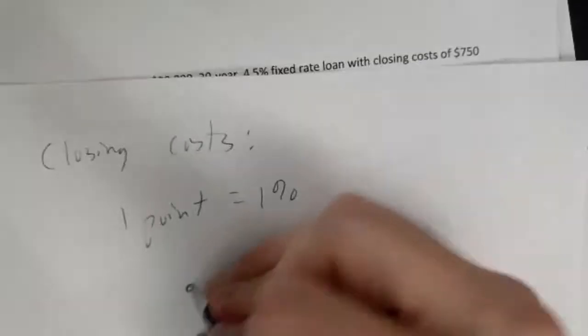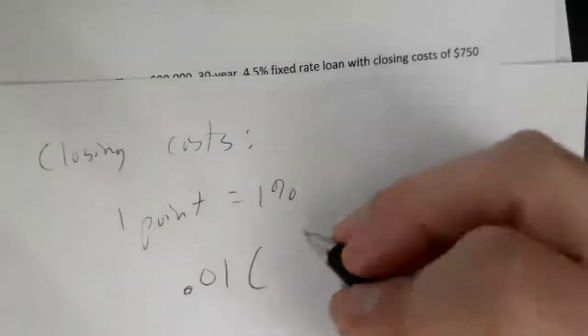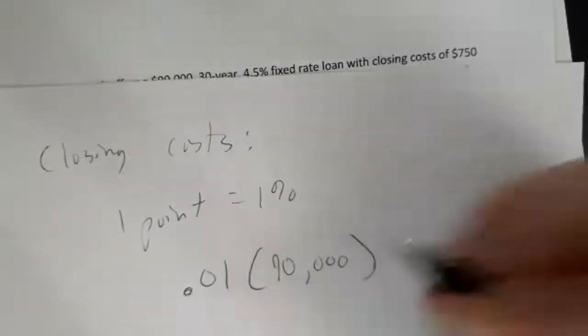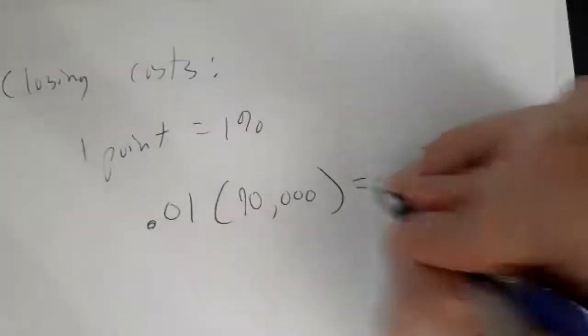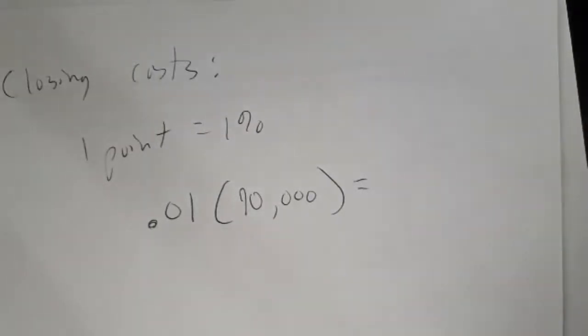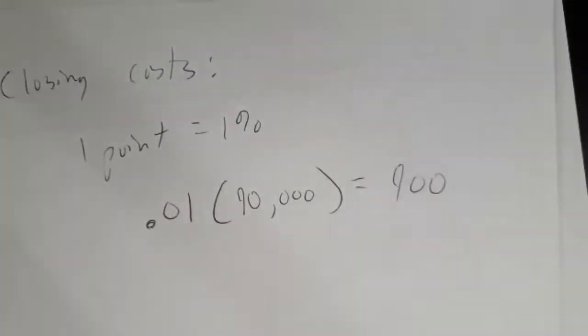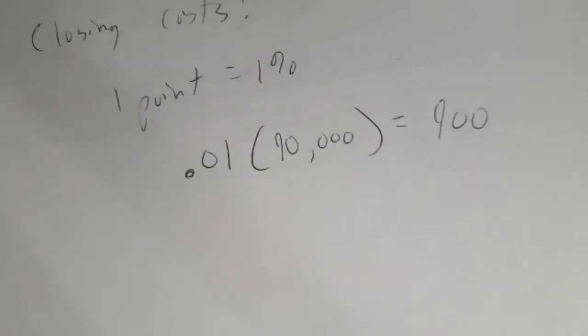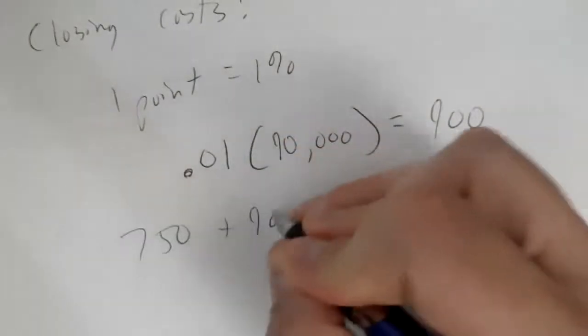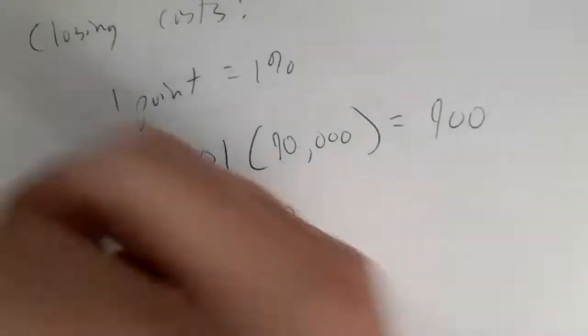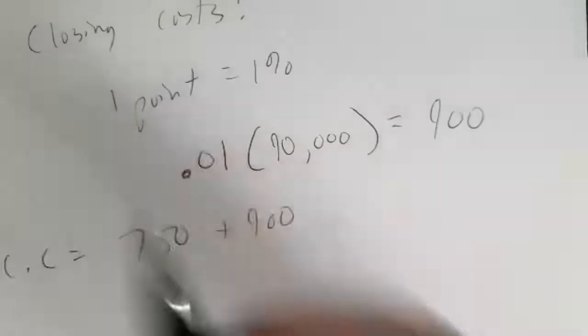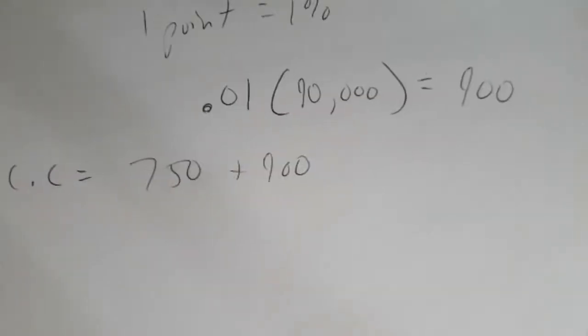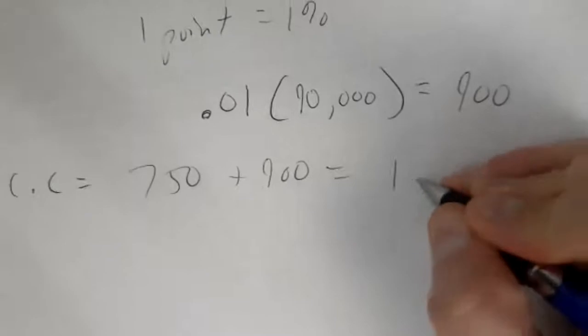So if it's 1%, it's 0.01 of the initial loan value, which is 90K. If we move the decimal basically two places, this should give me $900 as my closing cost. It's saying there's a flat rate of 750 plus 1 point, so I'm doing 750 plus 900 for my closing cost. Here's my closing cost, 750 plus 900 is 1650.